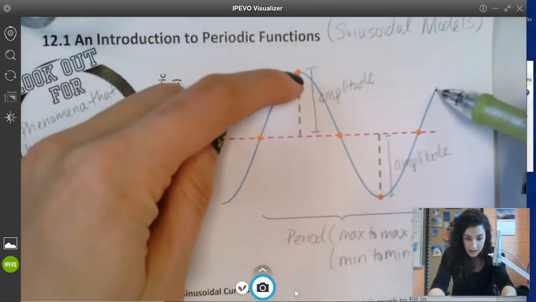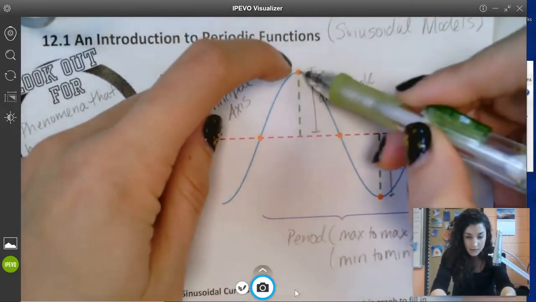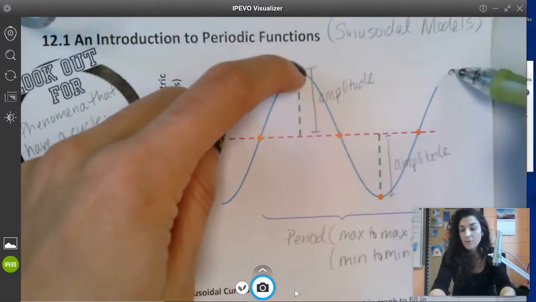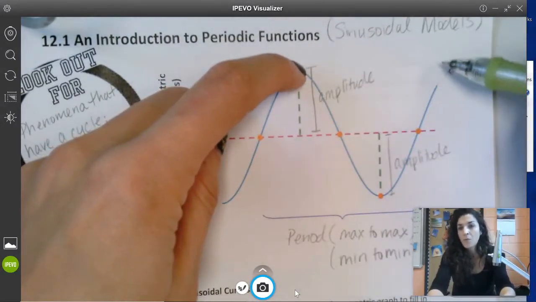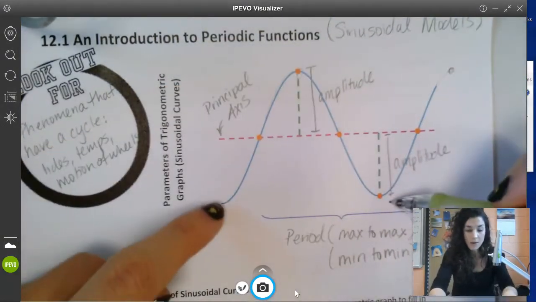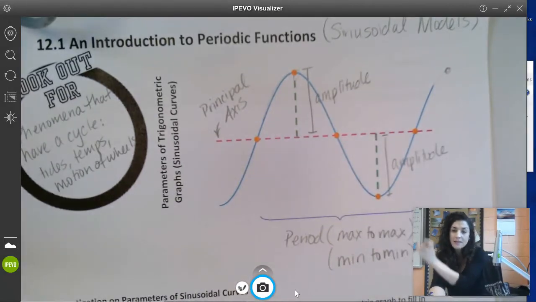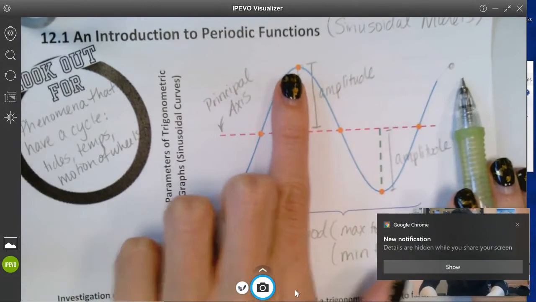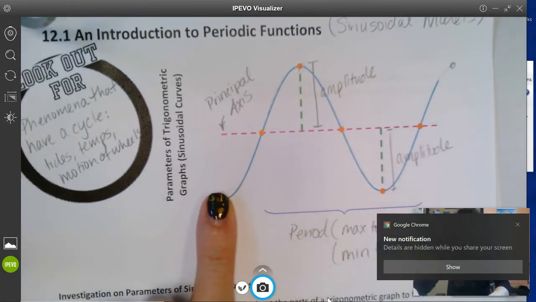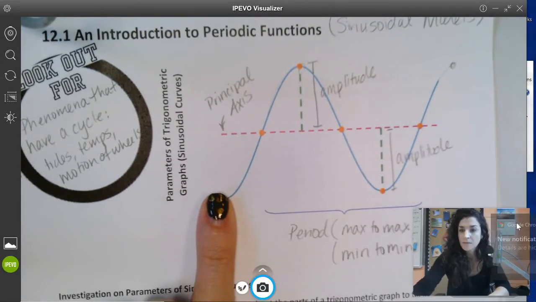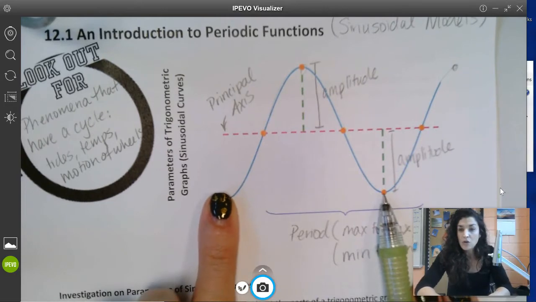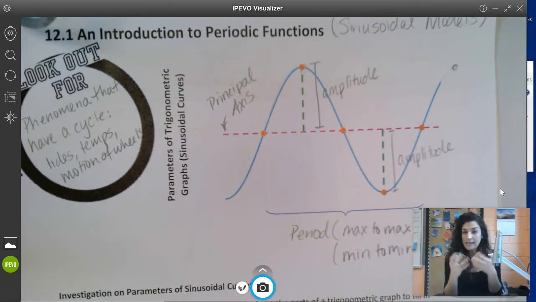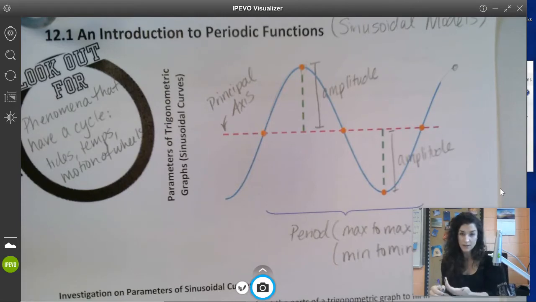So imagine that this guy continued up. The maximum to the maximum would be one complete cycle. So we arrived back to where we were, or the minimum to the minimum. And that distance is always the same, whether I'm looking at this distance or this distance or this distance. That distance is always the same, and it is the number that is the period. And the period represents how long it takes us to complete one cycle.